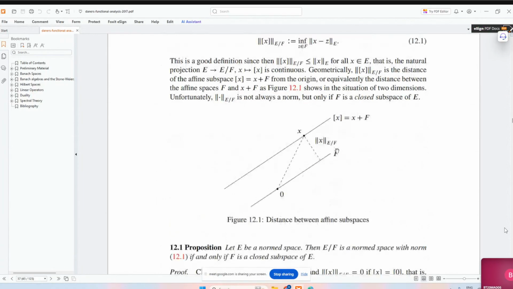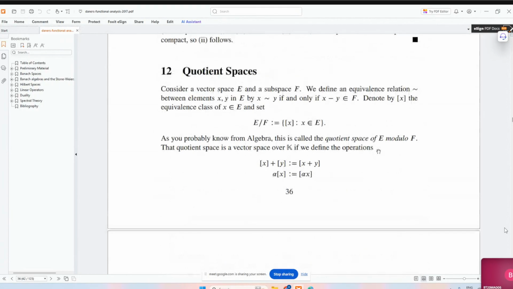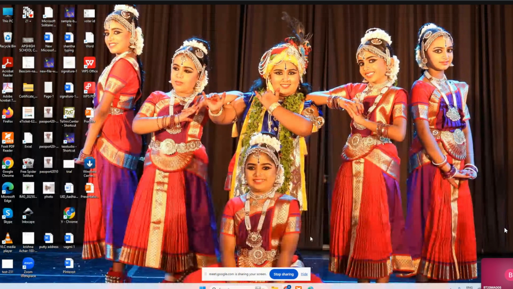I have to do what is called the Riesz lemma. I will do that tomorrow. So let me stop for a while.